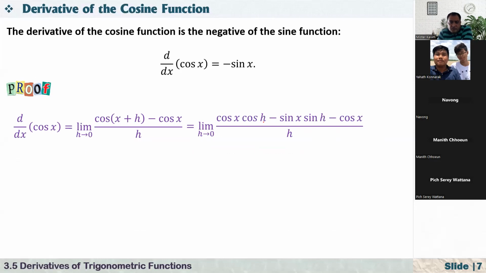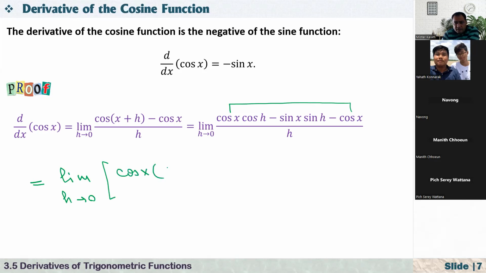So cosine of x, cosine of h minus sine of x, sine of h minus cosine of x. Now again, I'll just rearrange this. What is the common term? The common term is cosine of x. So I'm going to factor out this cosine of x. Here we have limit as h approaches 0. The first part, cosine of x is the common factor, so here we have cosine of h minus 1 over h. Minus the second part, sine of x times sine of h over h, right?